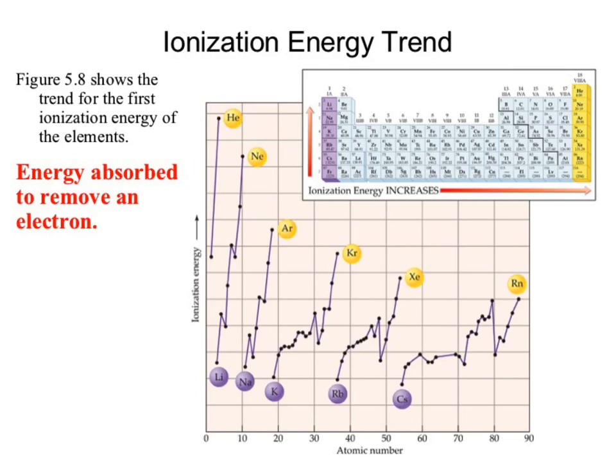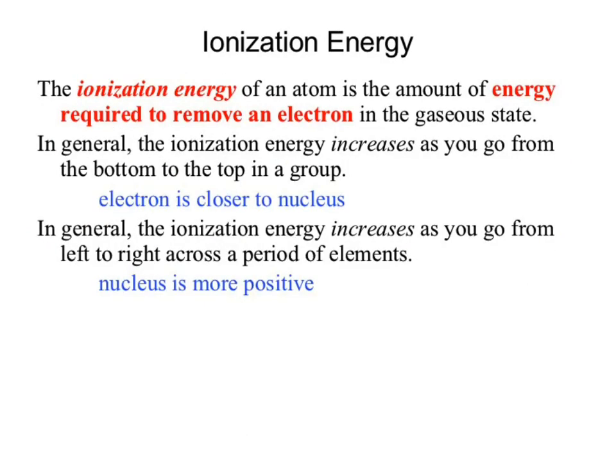Since we're removing the outermost electron, depending on where that electron is located, if we think back to radius, that can help us predict something about the energy necessary to rip it away. There are some trends. The ionization energy generally increases as we go from bottom to top, and it generally increases as you go from left to right, which roughly mimics radius.